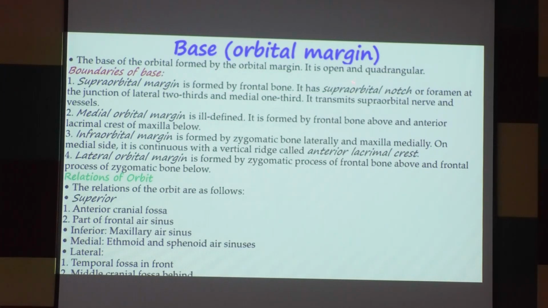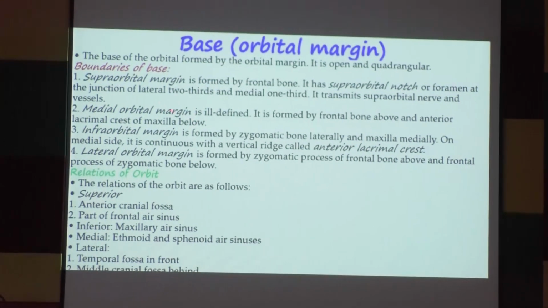The supraorbital margin is formed by the frontal bone. It has a supraorbital notch or foramen at the junction of the lateral 2/3 and medial 1/3, and it transmits the supraorbital nerve and vessels. The medial orbital margin is ill-defined, formed by the frontal bone above and the anterior lacrimal crest of the maxilla below.